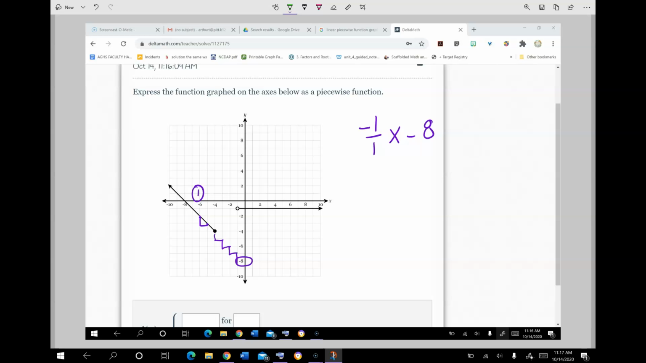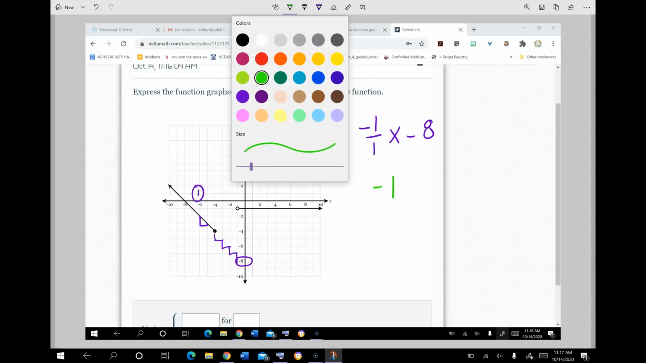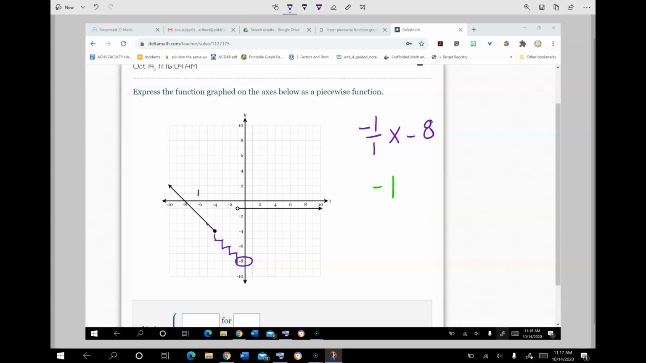Next one, it is a horizontal line at -1, so it is just -1. We like those. Those are super, super simple. Okay, so now we're going to get our domains. I'm going to erase this.